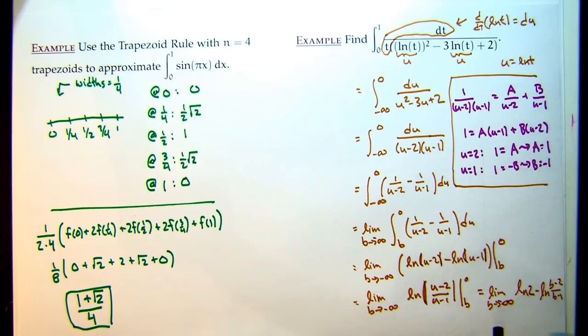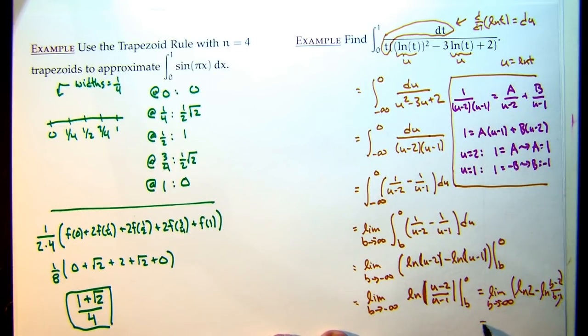Finally, what's happening as b goes to negative infinity? Well, log 2 does nothing, it's always log 2. But here, b minus 2 over b minus 1 is getting closer and closer to 1. So this inside gets close to 1, then I have log of that, log 1. Well, log 1 is 0. And so in the limit, the last term drops out, and therefore the answer is log 2.